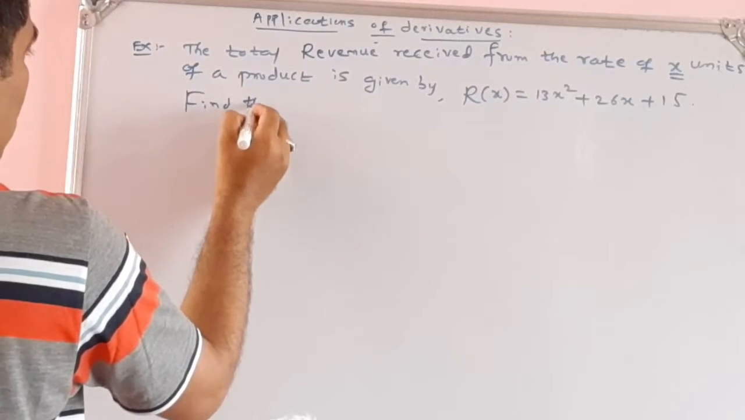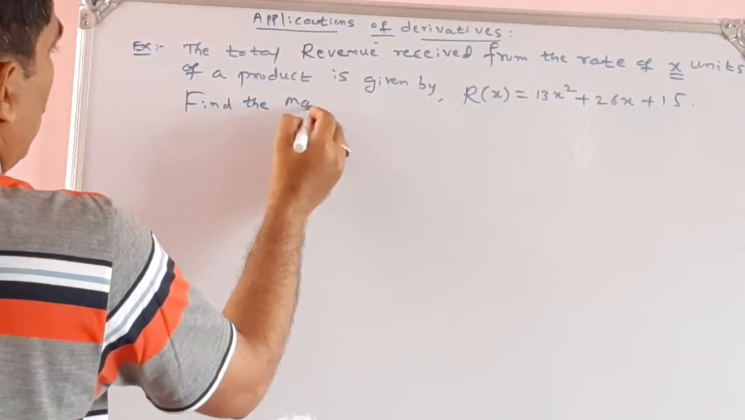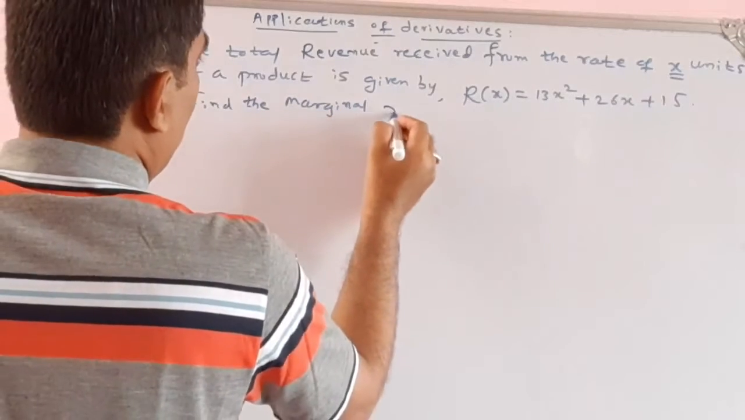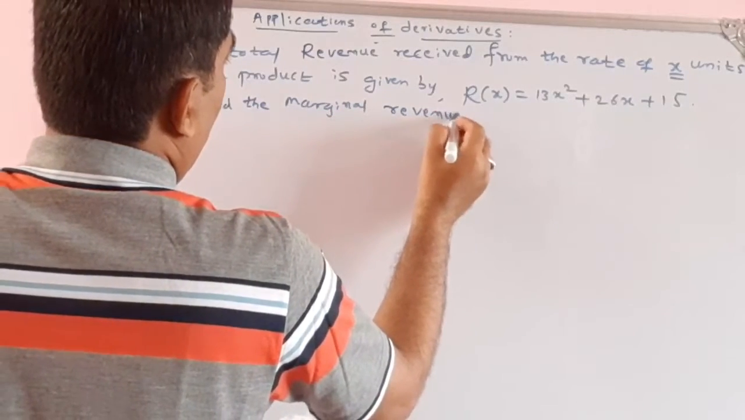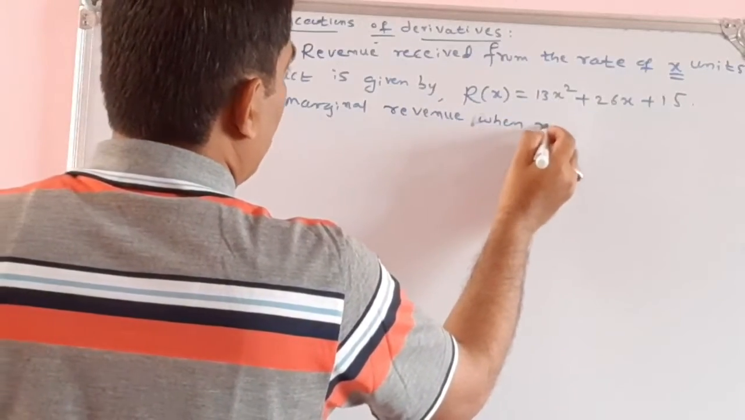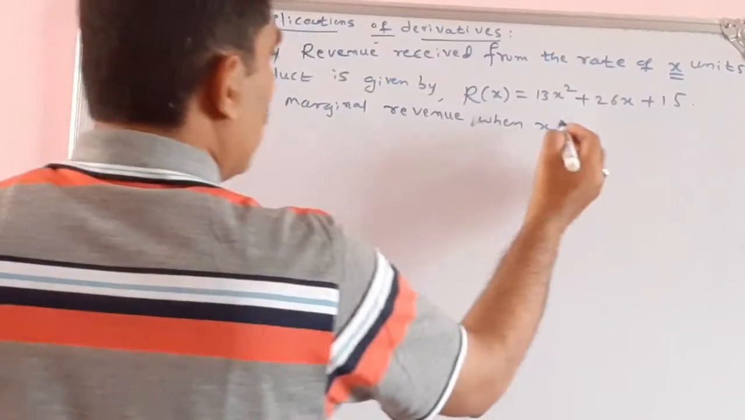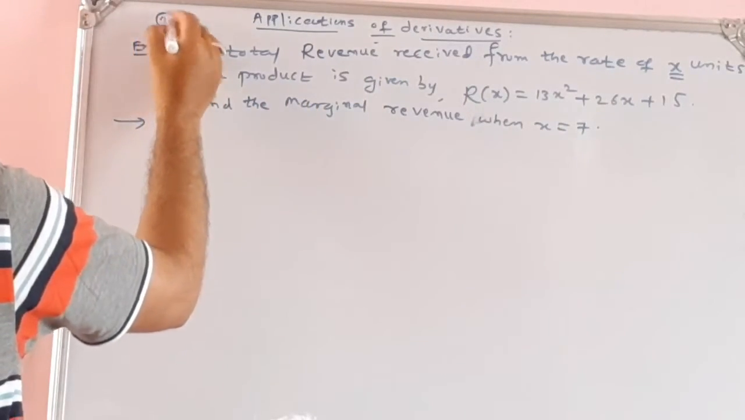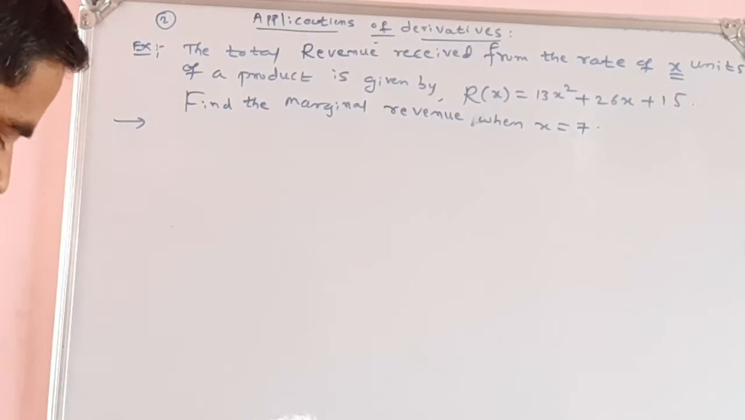So find the marginal revenue when x is equal to 7. Find the marginal revenue when x is equal to 7. So this is considered as a 2 marks problem. Okay.